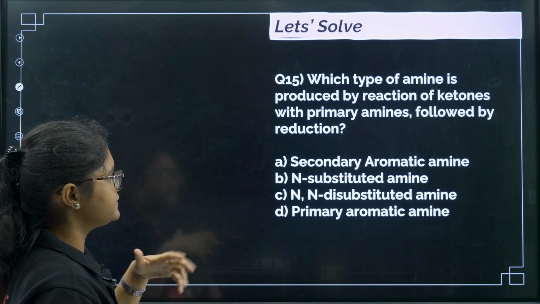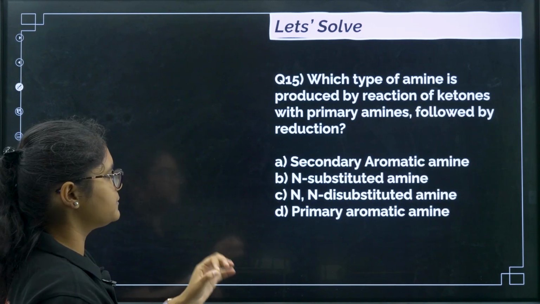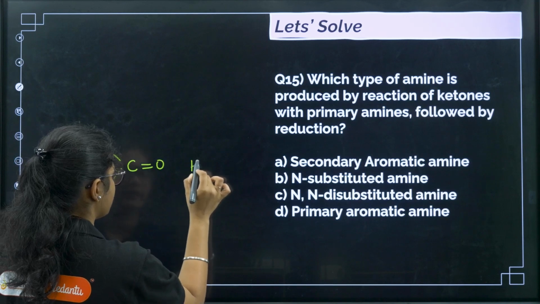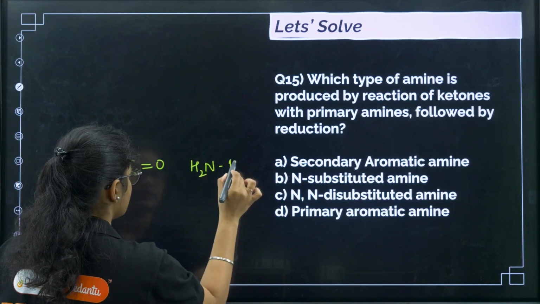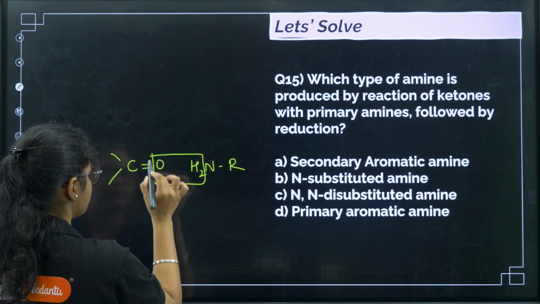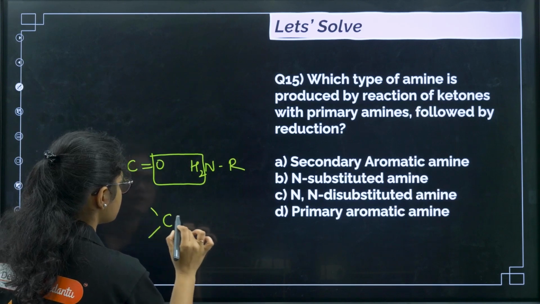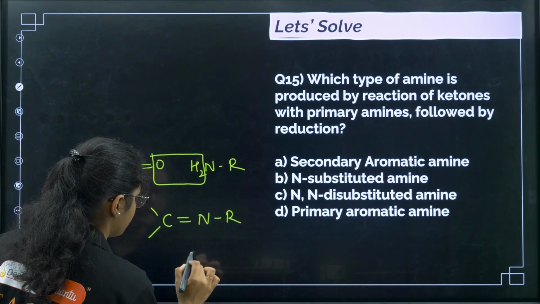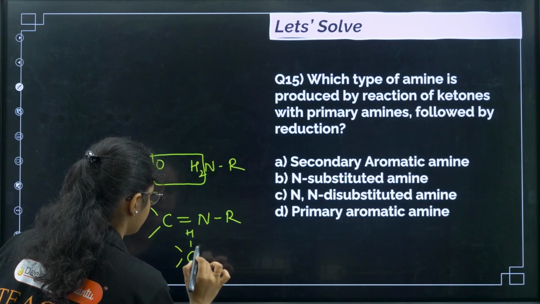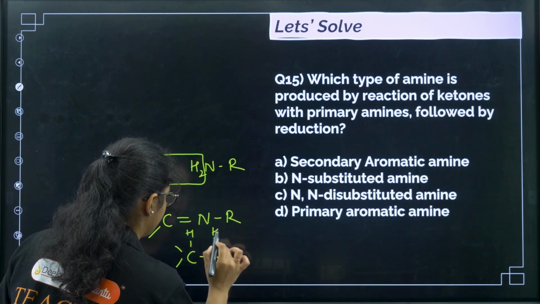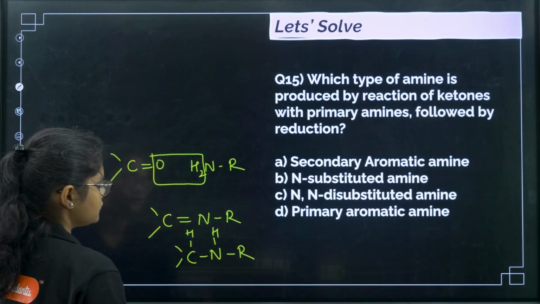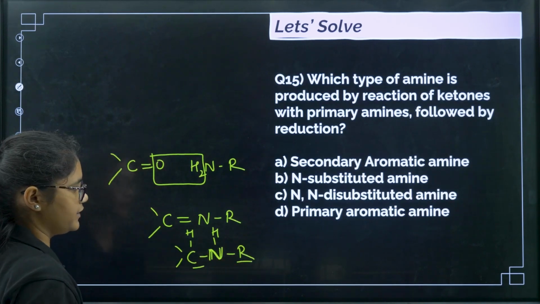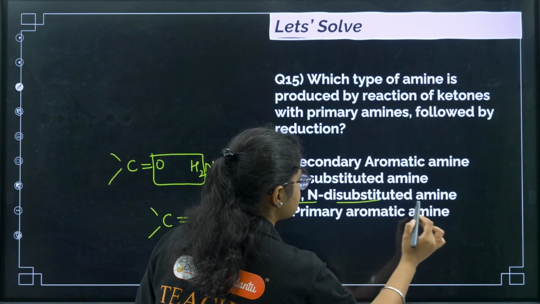Okay. Next, see the next question. Which type of amine is produced by the reaction of ketones with primary amines? If you have ketones like this, right, and you are treating it with primary amines, what will happen? First there will be removal of water. So I will get C=NR. Then there will be reduction. So I will get CH, then N, H, and then R, right? So if you see here, for this N, two groups are replaced, right? So we will get an N-disubstituted amine.